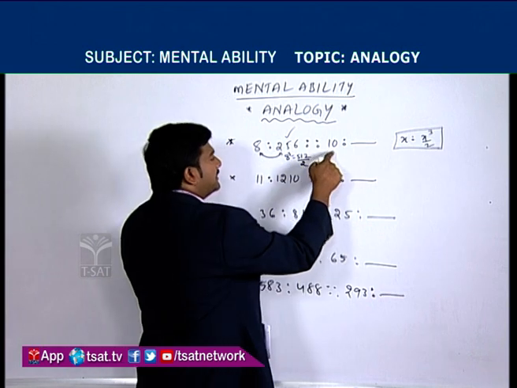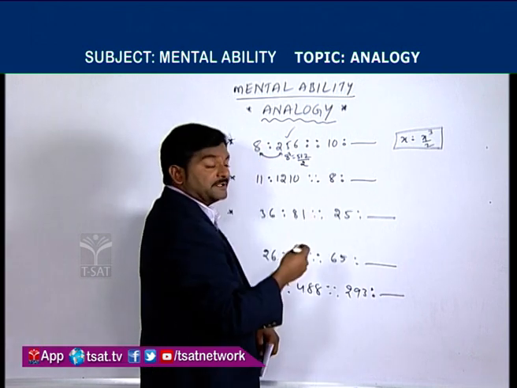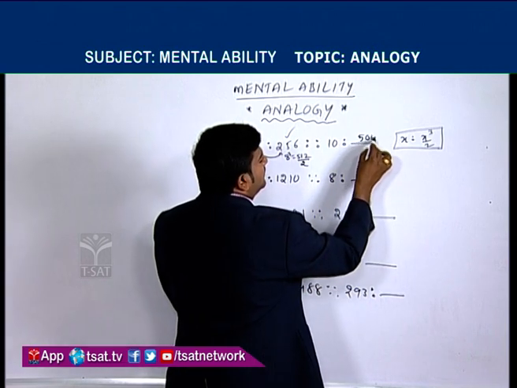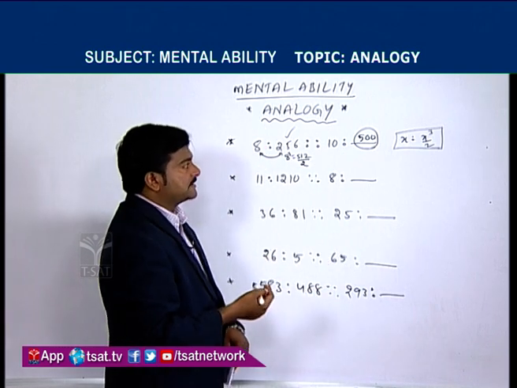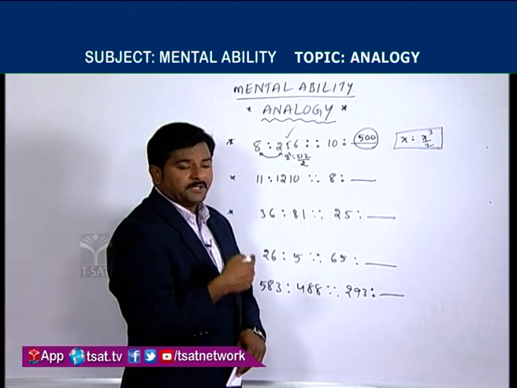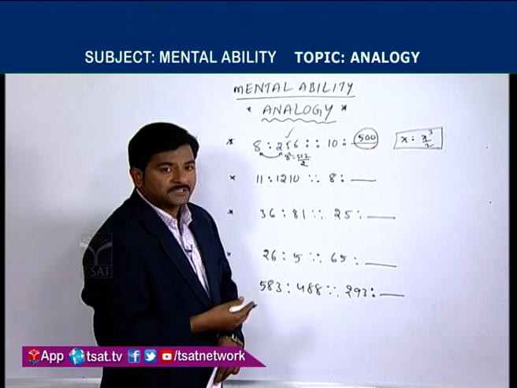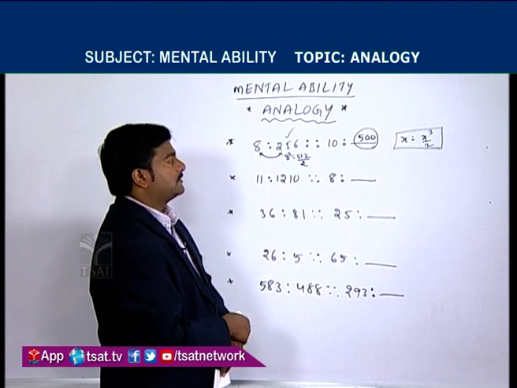Similarly 10 is there, 10 cube. 10 cube value we know is 1000. Half of 1000, what can we write here? 500. Once again, 10 means 10 cube by 2. 10 cube value is 1000, half of 1000 is 500. That is the concept involved in this question.